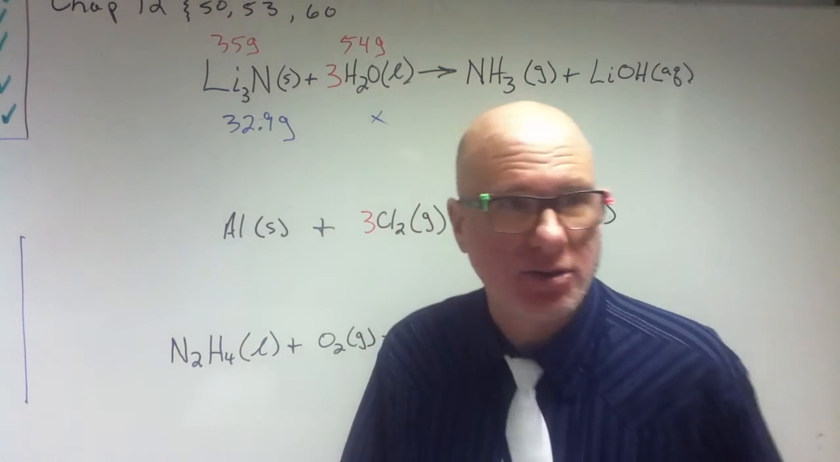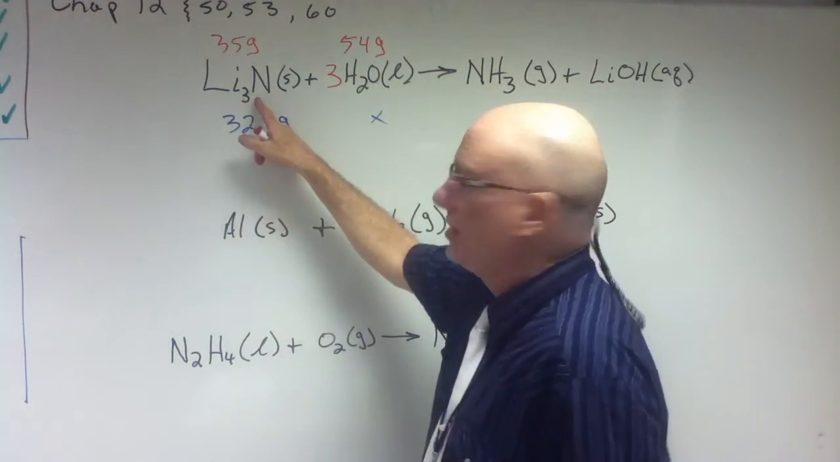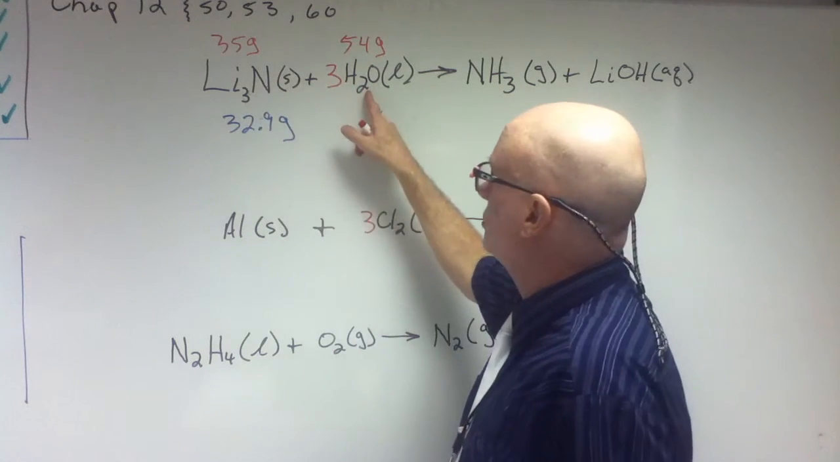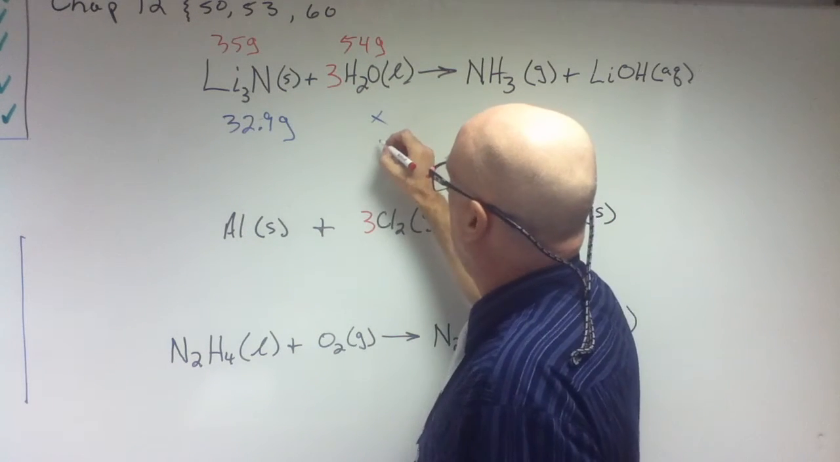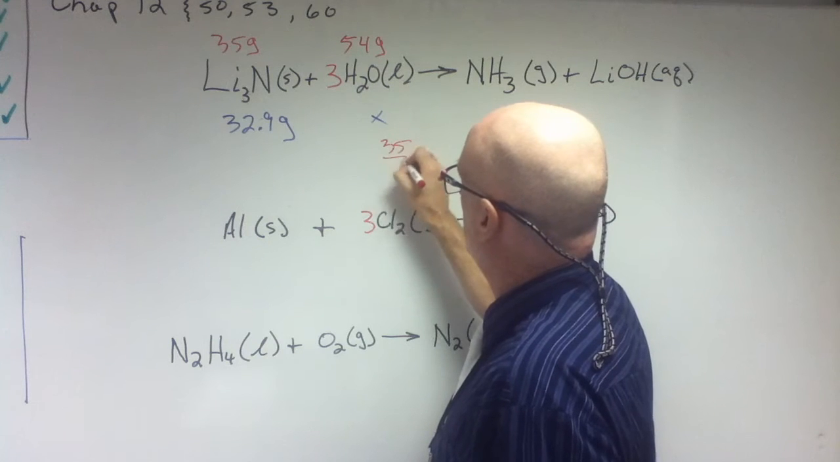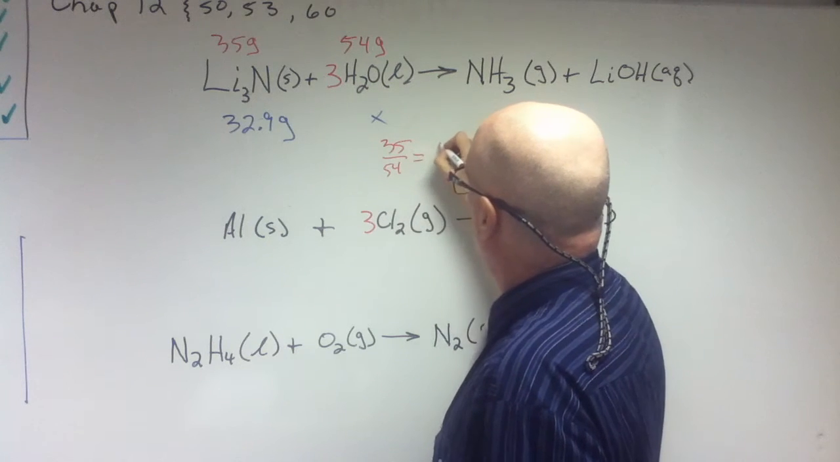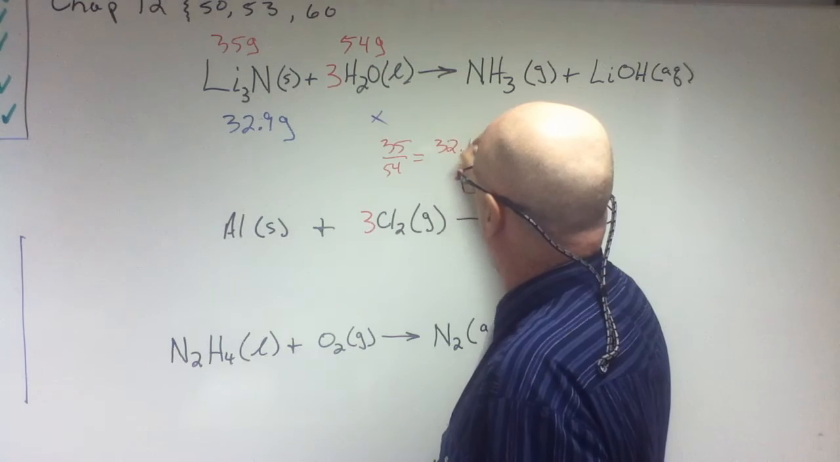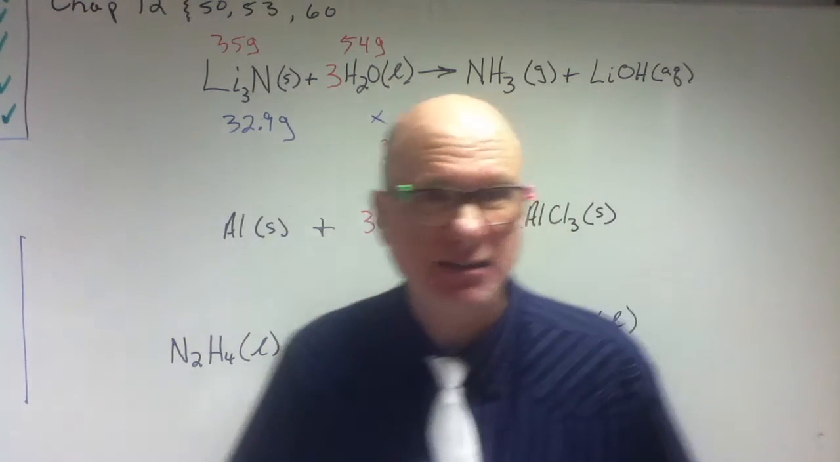So what's the ratio going to be? It's going to be lithium nitride is to water, as 35 is to 54, as 32.9 is to x. Easy?